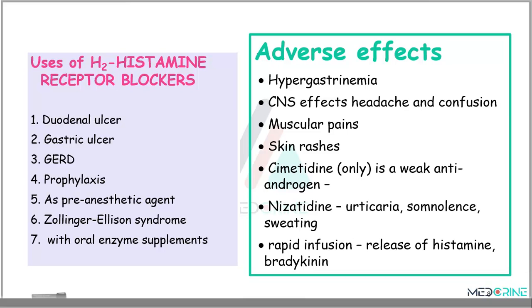The main adverse effects associated with histamine receptor blockers are hypergastrinemia and central nervous system effects, for example, headache and confusion. Patients can also complain of muscular pains and skin rashes, and cimetidine is known to be a weak anti-androgen. When it comes to nizatidine, patients may complain of urticaria, somnolence, and sweating. They can cause release of histamine and bradykinin if infused rapidly.